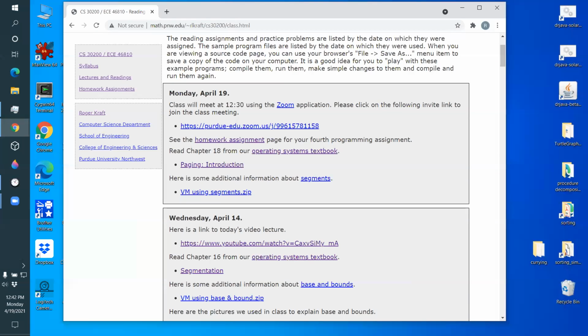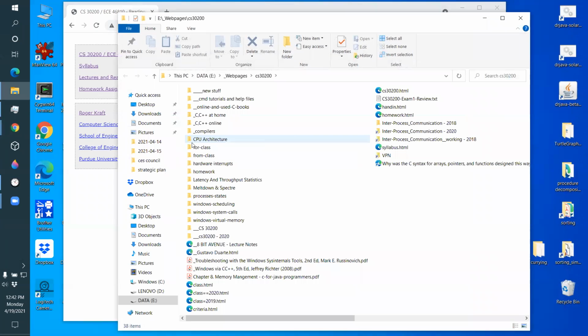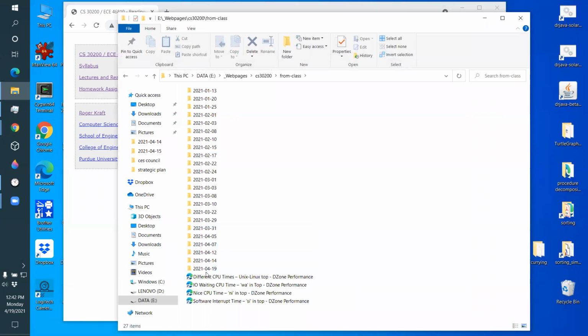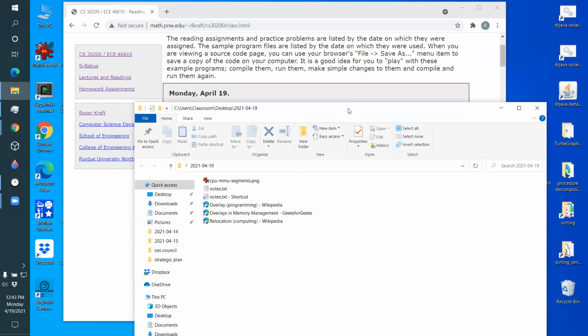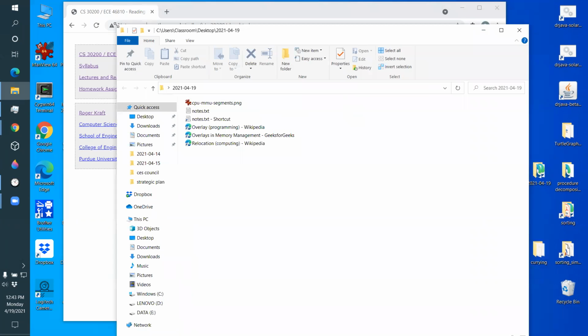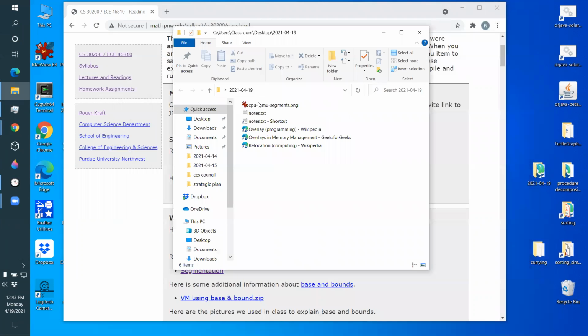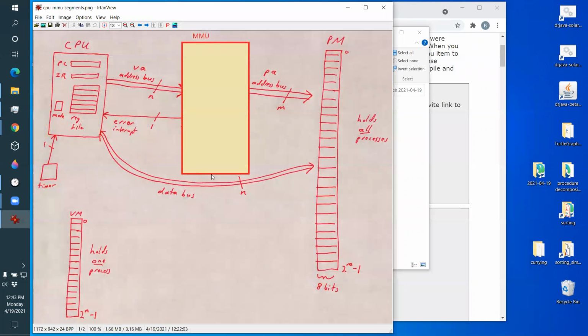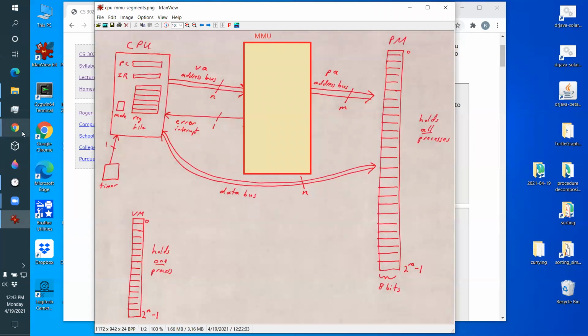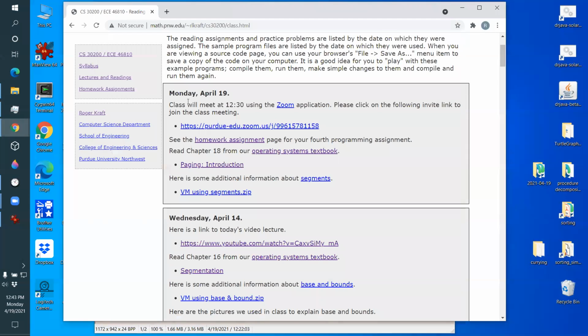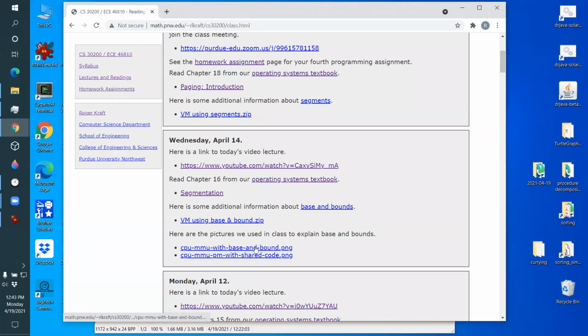Oh, I need a picture. I took the picture we've been using of a memory management unit, and I exaggerated the size of the memory management unit. I want a big memory management unit. So we're going to talk today about an idea that's going to need a much bigger memory management unit.